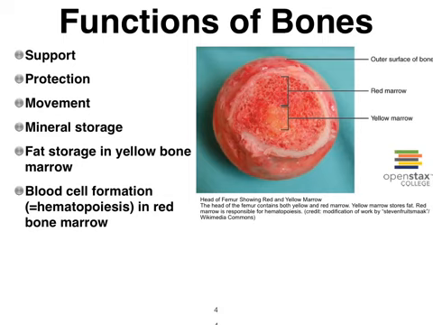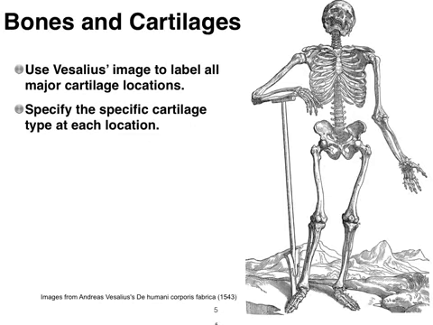And don't forget that the red bone marrow is the area where hematopoiesis occurs, right? Which is a term you've already learned about. Any questions so far? Pretty straightforward, right?